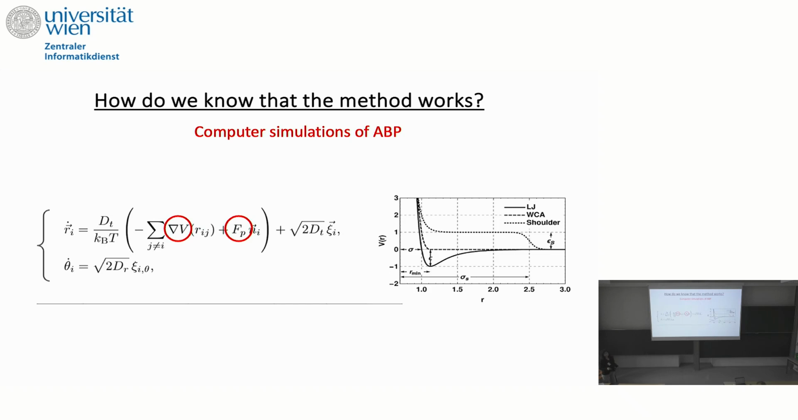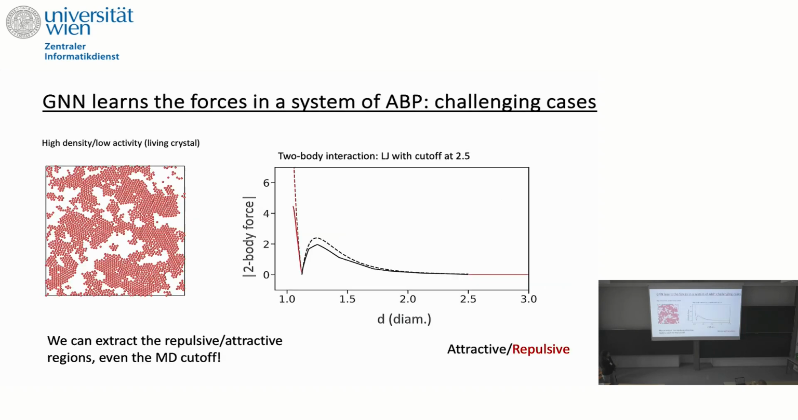Now, how do we know if the method works? We rely on computer simulations. With computer simulations, everything is trivial because I know exactly what the interaction force and the propulsion force are, because these are the input of my numerical code. So I just hope that ActiveNet, the graph neural network, is going to give me the correct interaction force and active force, and luckily indeed it did.